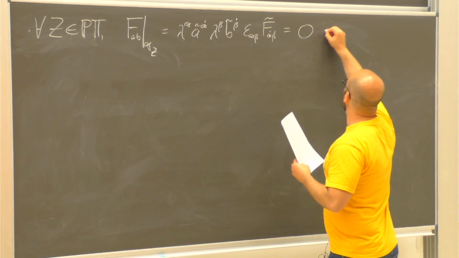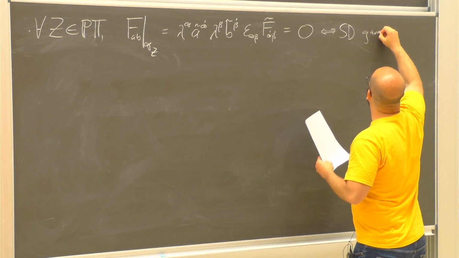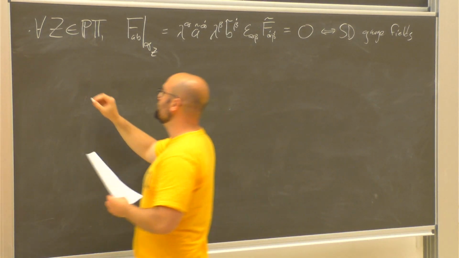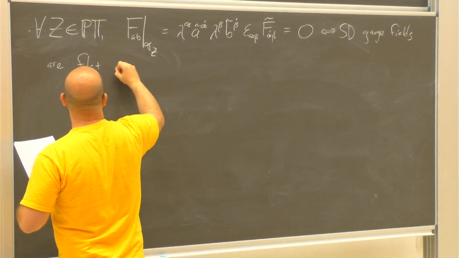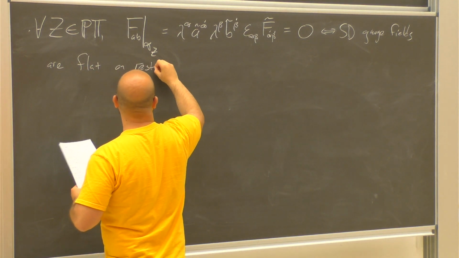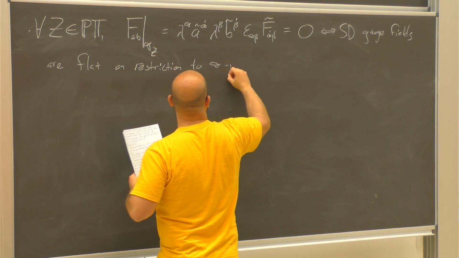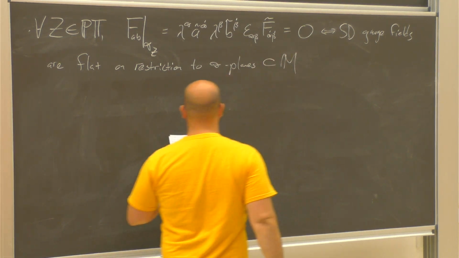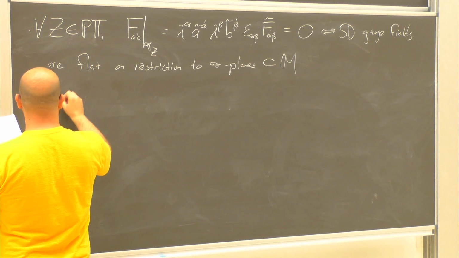So self-dual gauge fields are trivial, if you like, flat on restriction to alpha planes in complexified Minkowski space.